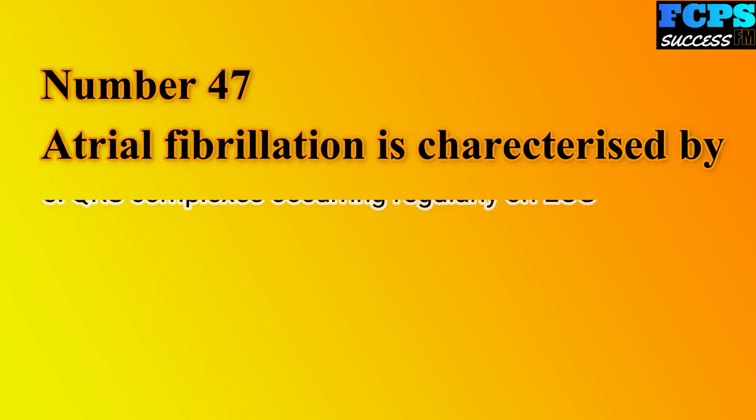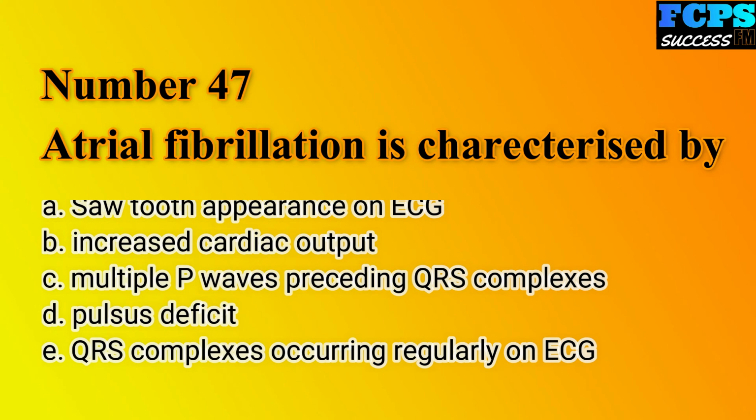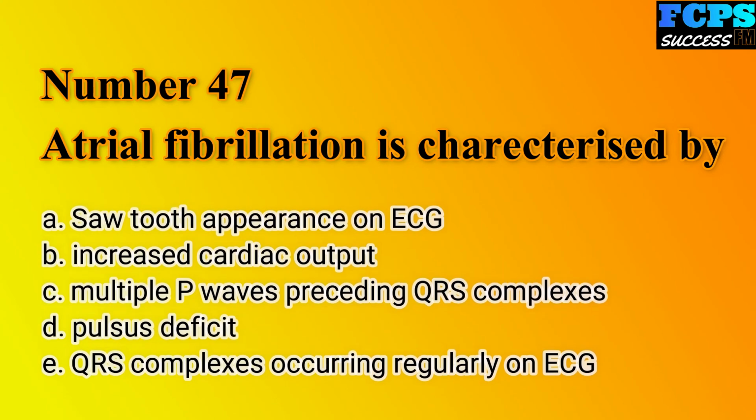Number 47. Atrial fibrillation is characterized by: A. Sawtooth appearance on ECG, B. Increased cardiac output, C. Multiple P waves preceding QRS complexes, D. Pulsus deficit, E. QRS complexes occurring regularly on ECG. Correct option is D. Pulsus deficit.